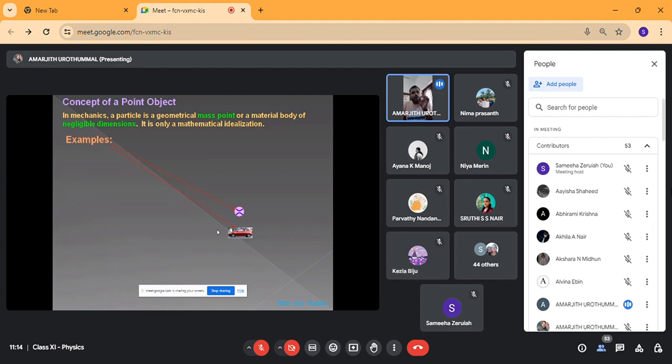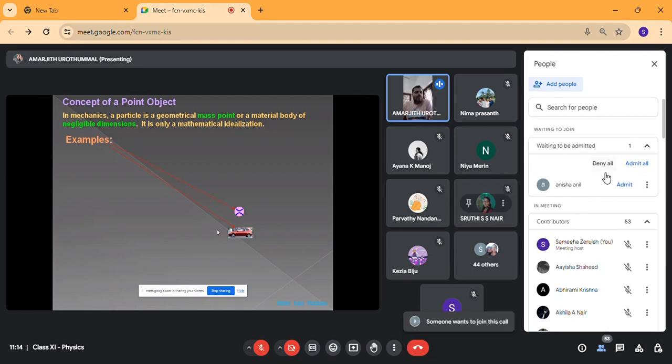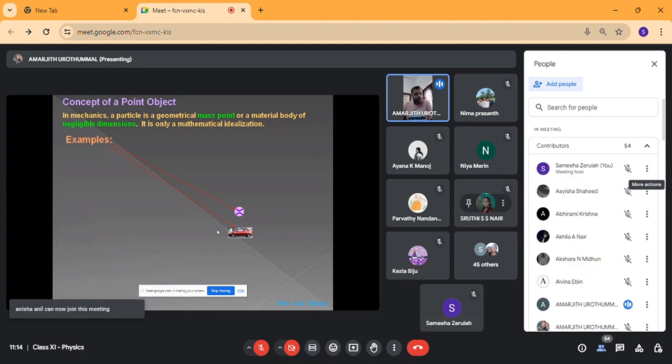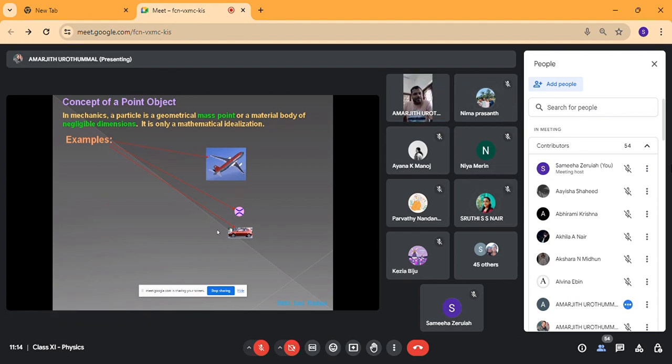So the point is that by knowing the size of the object, we cannot say that it is a point object or not. Next, what is this? Aeroplane. Okay. Is it a point object?